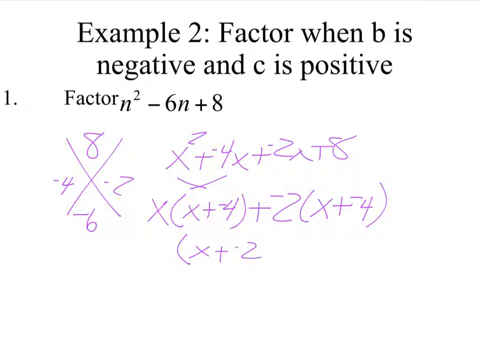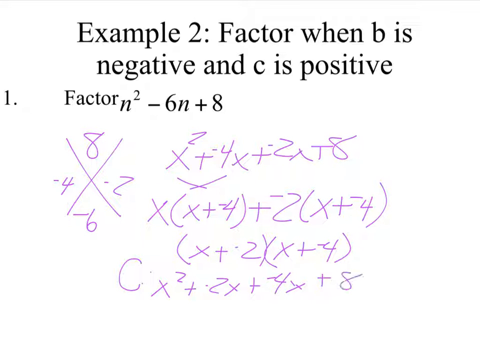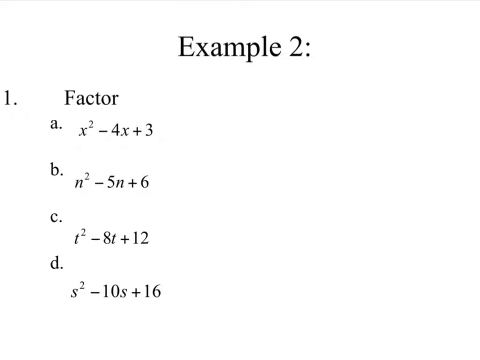So x plus negative 2 for the first one, x plus negative 4 for my second one. Checking by foiling, x squared plus negative 2x plus negative 4x plus 8, x squared plus negative 6x plus 8. That's what I started with, so it does in fact check. I have 4 of these, it looks like, for you to try.